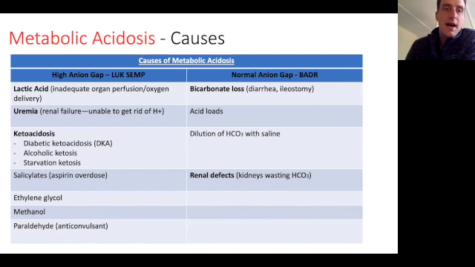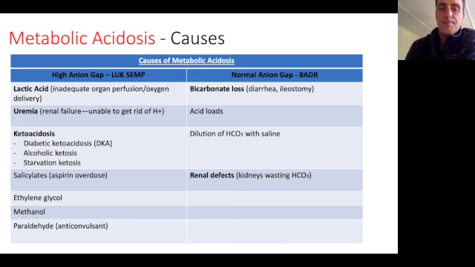High anion gap, the major ones that we would encounter or think about: number one would be lactic acid. So any state of inadequate oxygen perfusion or delivery can cause a lactic acidosis, leading to a high anion gap. Uremia, renal failure, the failure of the kidneys to get rid of hydrogen ions can elevate the hydrogen ion concentration and cause acidosis. Ketoacidosis, there are different forms.